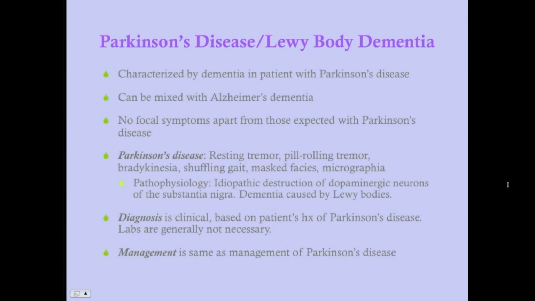The diagnosis for this type of dementia is clinical, and it's based on the patient's history of Parkinson's disease. Labs are generally not necessary. When a patient comes in with dementia and they have diagnosed Parkinson's disease, we can safely presume that the diagnosis is Lewy body dementia. And the management is going to be the same as management of Parkinson's disease. There's really no treatment for the dementia.